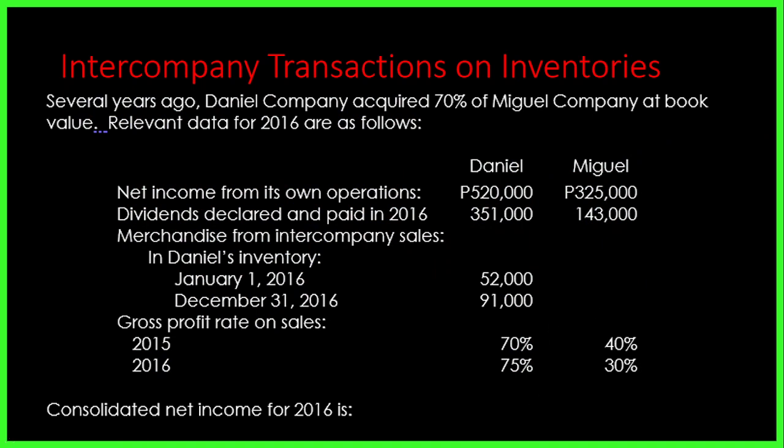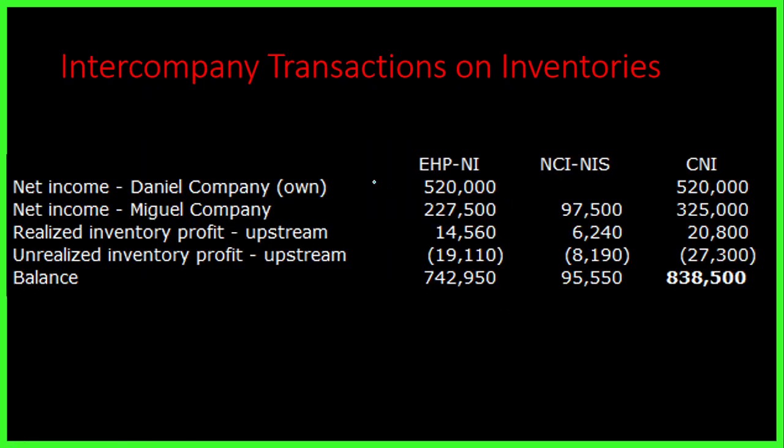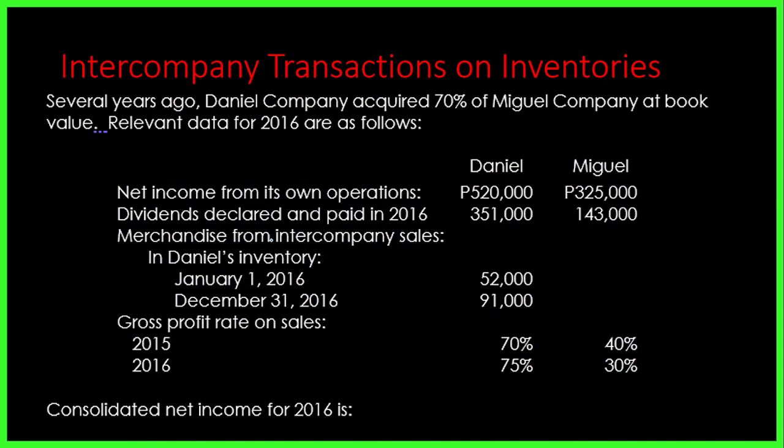Ayun, okay. So, this problem is asking for the consolidated net income for 2016. So, what are the things that you need to compute for the consolidated net income for 2016? Okay. First, you need the net income from their own operation. So, you need this. Okay. So, you need this and you need that.